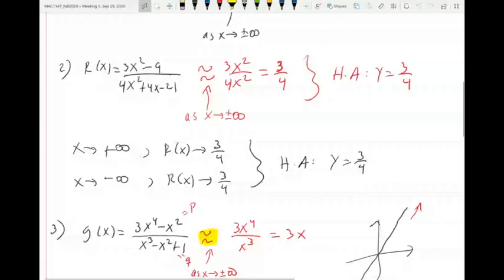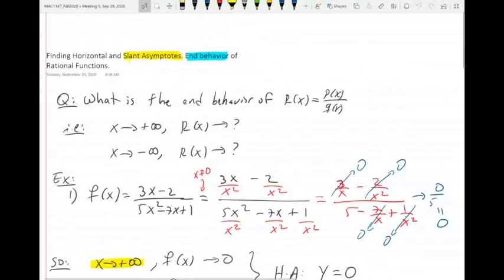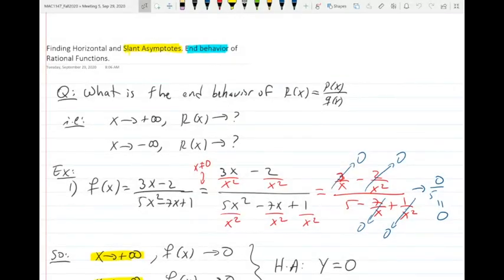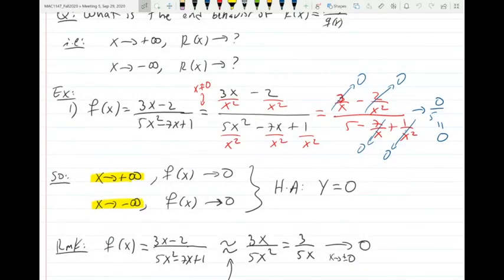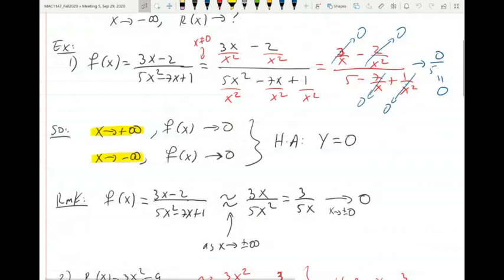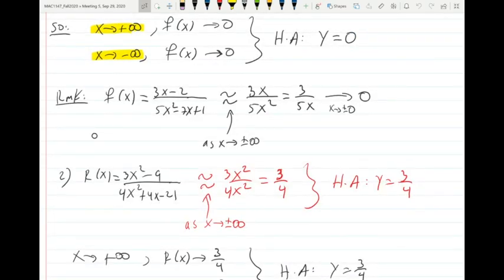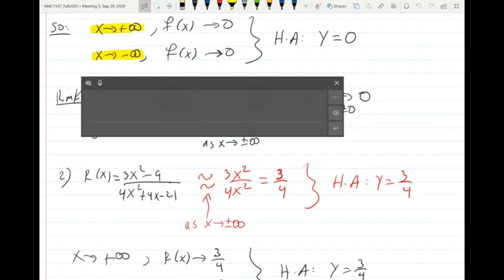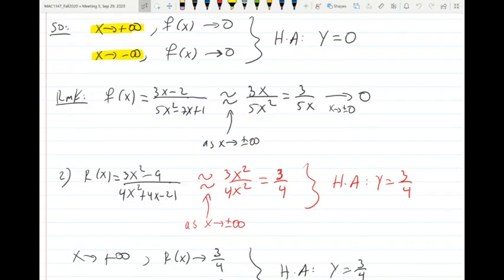Regarding horizontal and slant asymptotes, in other words, the end behavior of a rational function, what we did was some examples, and then the pattern that we saw is that if the degree of the top is less than the bottom, then there is a horizontal asymptote, and it is the x-axis, the line y equals 0. When the degree of the top is the same as the degree of the bottom, then there is also a horizontal asymptote, but this time it is the ratio of the leading coefficients. For example, in this example, it was 3 over 4, because you have the same degree between the top and the bottom.